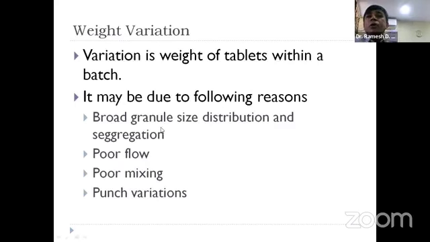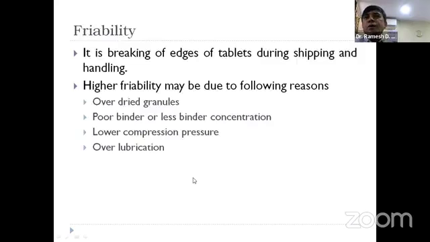It may be due to broad granule size, or poor flow, or poor mixing, or punch variation. If the granule size is very broad, we need to reduce the granule size to a narrow range. So we need to use proper size granules. If flow is improper, we need to incorporate glidants to improve the flow. If mixing is not proper, we need to mix the mass properly. And if the punches are not uniform, we need to make the punches of uniform size so that each time the die is filled properly.